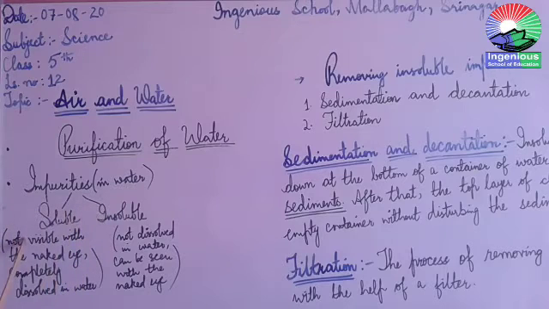Both insoluble and soluble impurities must be removed from water before we use it, because these impurities are very dangerous for us. They can cause certain diseases in us. So we must remove these impurities before using the water. Are you getting me? Very good.